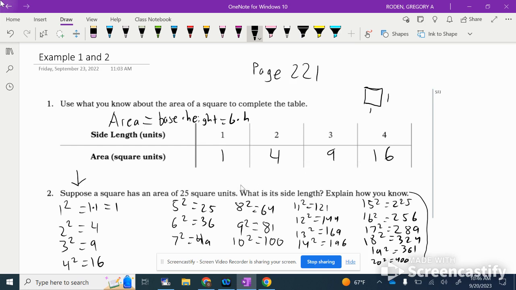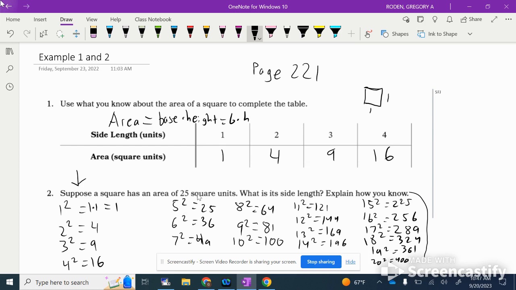Now, all we're looking for is a square that has an area of 25 units. So we're looking on the right side of our equal sign for a 25. Where is that, guys? So here we have 1, 4, 9, 16, 25, 36. It's right here, right? And then all you're doing is going to the left and looking at that number. So 5 squared is 25.